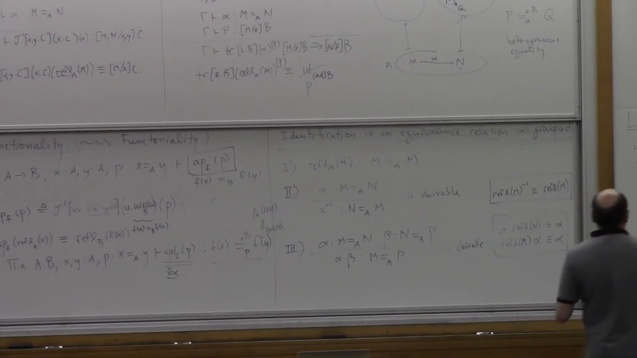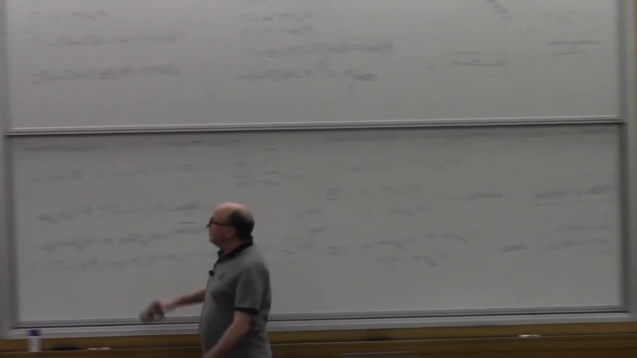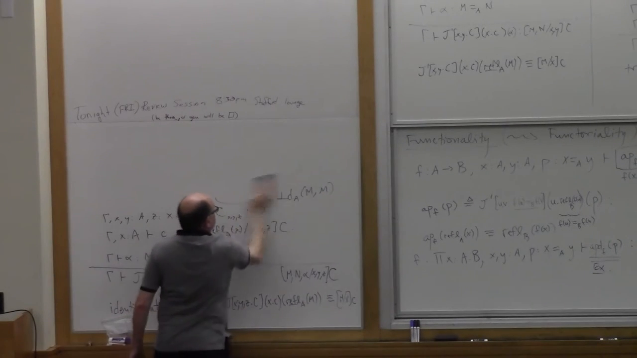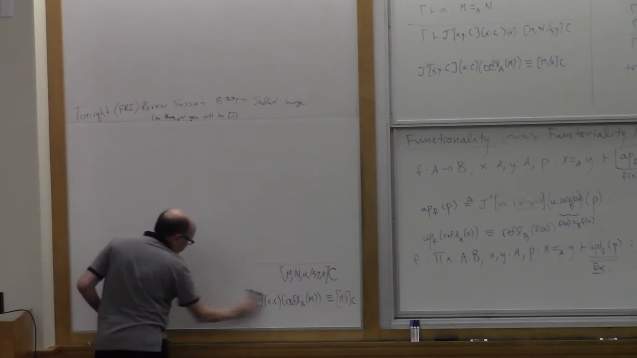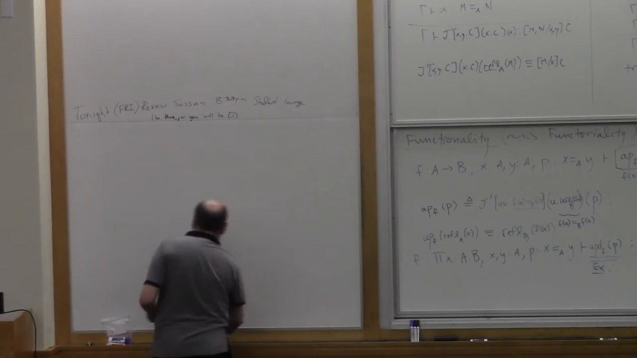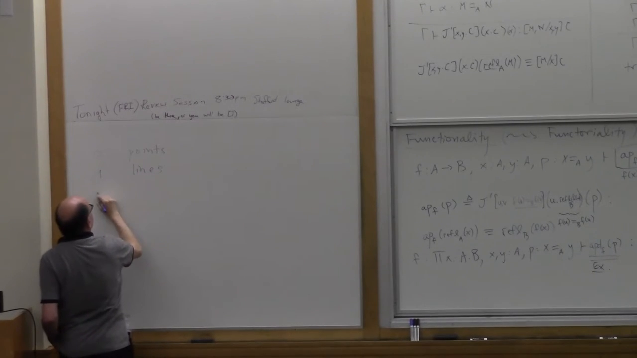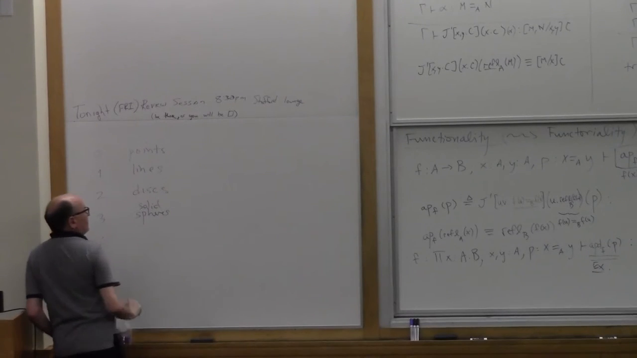So in that respect, what I have is the thing that I mentioned to you last time. At dimension zero, I have points. At dimension one, I have lines. At dimension two, I have disks. At dimension three, I have spheres, meaning solid spheres, okay? And it goes up from there.